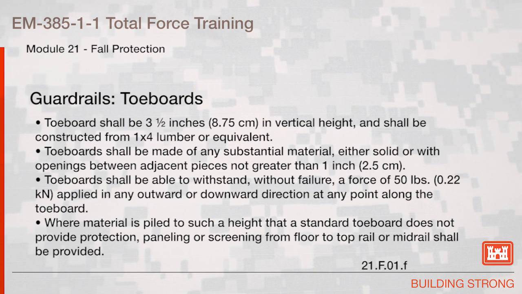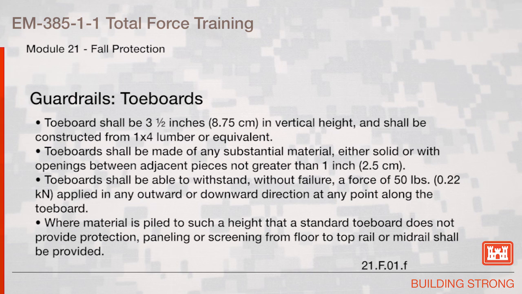Guardrail systems, toe boards. The toe board shall be 3.5 inches in vertical height and shall be constructed from 1x4 lumber or equivalent. Toe boards shall be made of any substantial material, either solid or with openings between adjacent pieces not greater than 1 inch. Toe boards shall be able to withstand without failure a force of 50 pounds applied in any outward or downward direction at any point along the toe board.